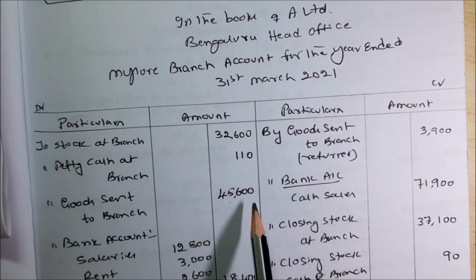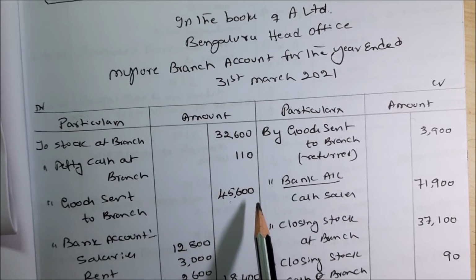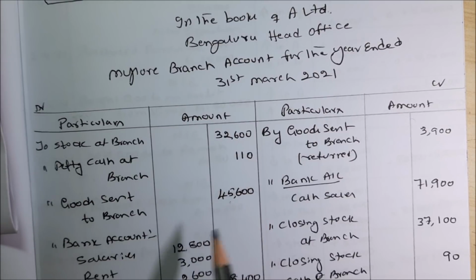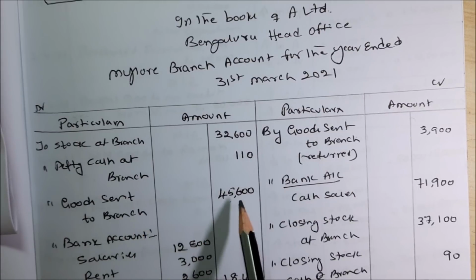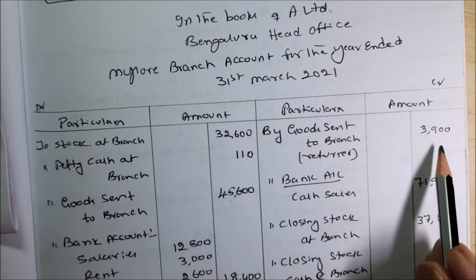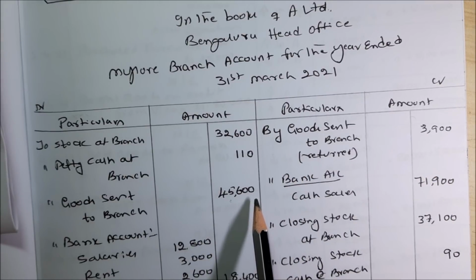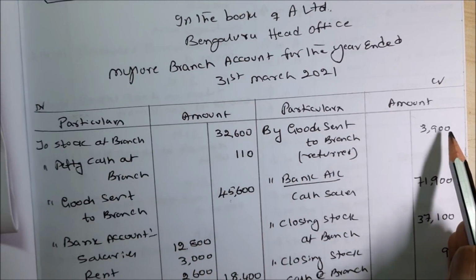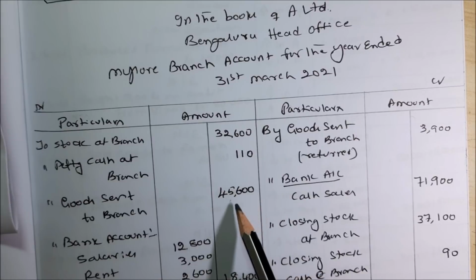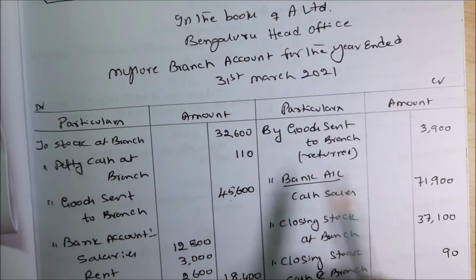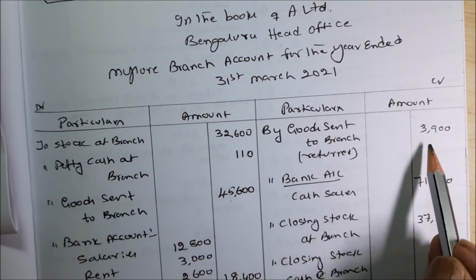You can write the ultimate balance also, like what you are doing in your trading account in first year PUC, that is purchases less returns. In the similar fashion you can write goods sent to branch 45,600 less returns 3,900. The ultimate balance you can write either this way or that way. But many textbooks and many teachers follow this system. That's why I have written like that only, right?